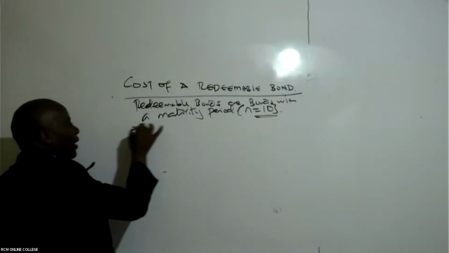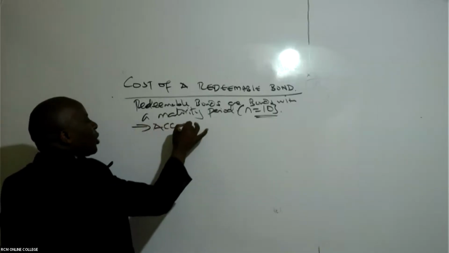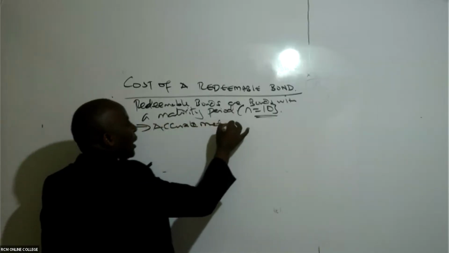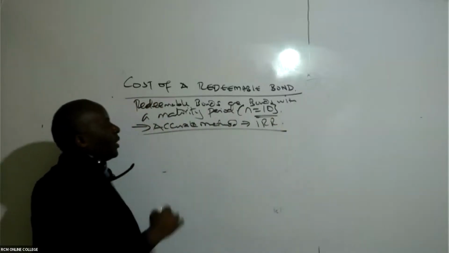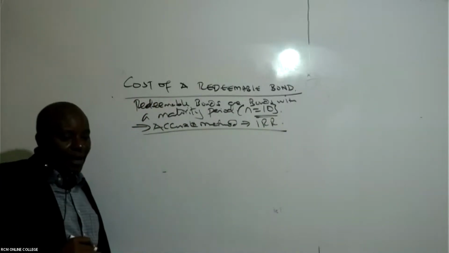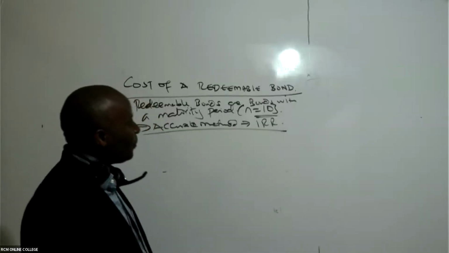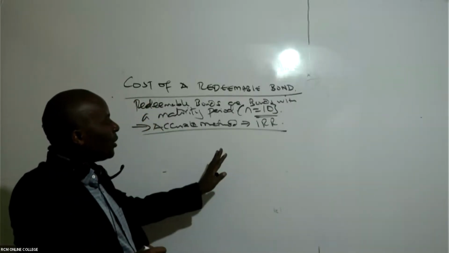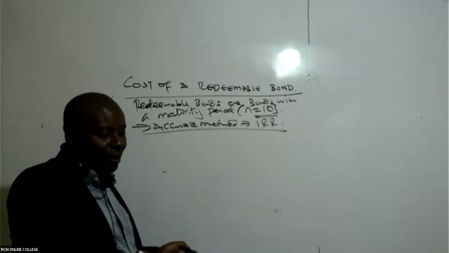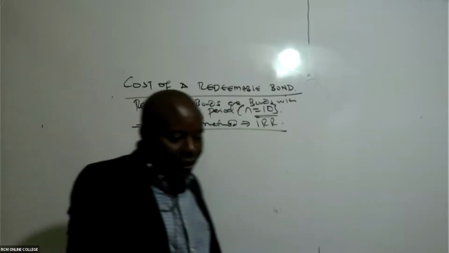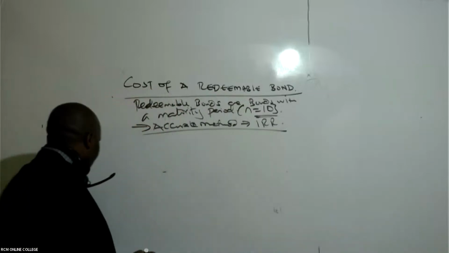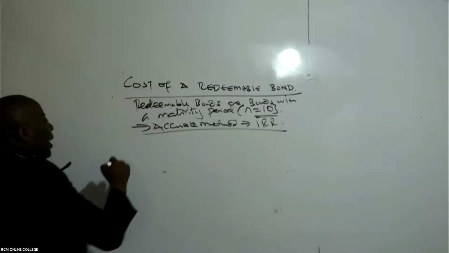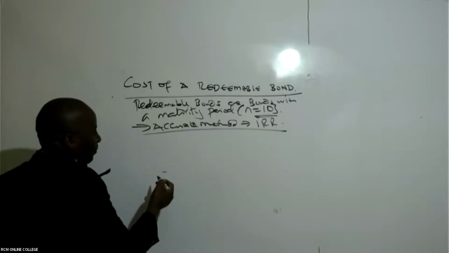There are formulas you can use, but the most accurate method here is the internal rate of return. Write that in full: internal rate of return. This is the most accurate. Then, ladies and gentlemen, I would need to get my cash flows.